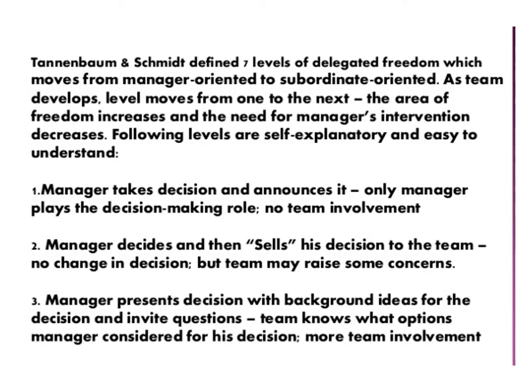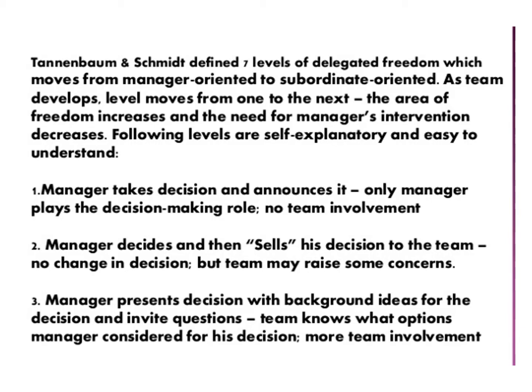Tannenbaum and Schmidt defined 7 levels of freedom, which move from manager-orientated to subordinate-orientated. As the team develops, the level moves from one to the next, and the area of freedom increases. The need for the manager's intervention decreases and the input is a lot less. So let's look at the 7 leadership styles. There are keywords to remember each of the 7.